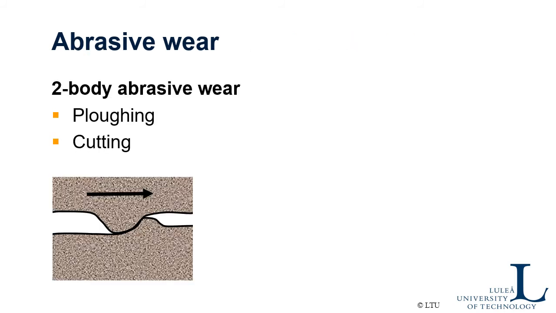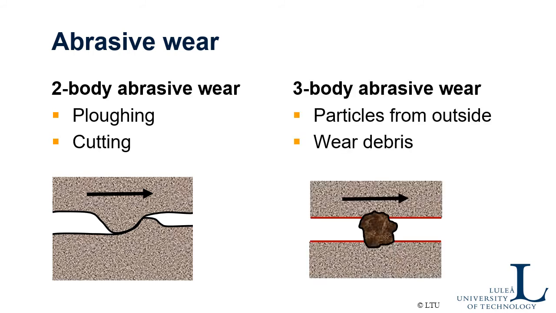Abrasive wear then. We normally distinguish between two-body abrasive wear, which means that one surface, like the asperities on one surface, plow or cut the other surface, while three-body abrasive wear means that you have a third body. That could be particles coming from outside, like dust particles, sand particles. It could also be wear debris from an adhesive wear process that has taken place earlier, or it could be abrasive wear particles that further accelerate the abrasive wear process itself.